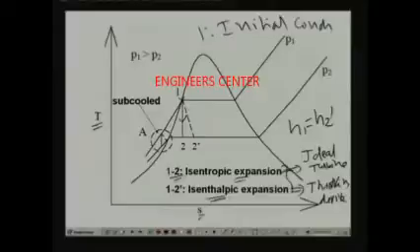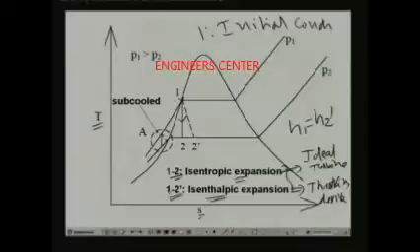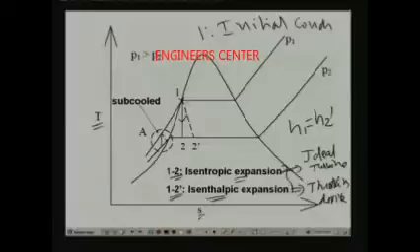Okay, that means 1 to 2 stands for an ideal turbine, and 1 to 2 dash stands for an isenthalpic expansion in a throttling device, right. And as you can see, the initial condition lies on the saturated liquid region. That means the initial state is saturated liquid.